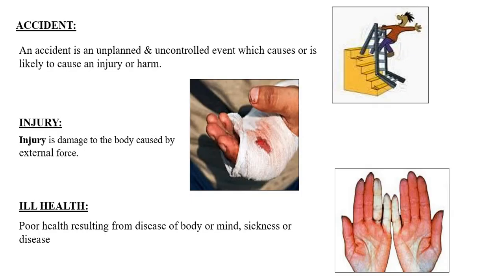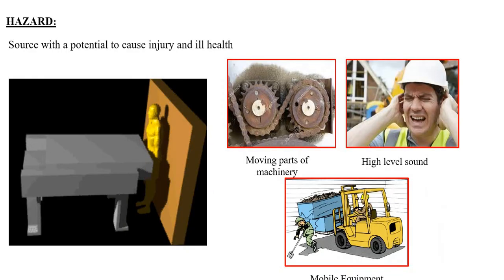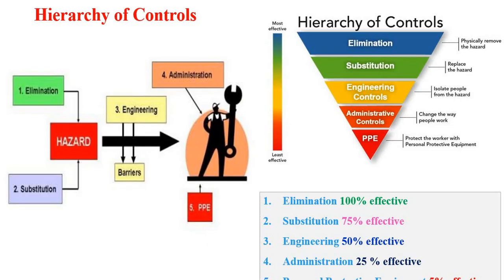In the previous class, we talked about the definitions: the basic definitions related to accident, injury, ill health, and also hazard. Then we talked about the hierarchy of risk controls and how it is important.